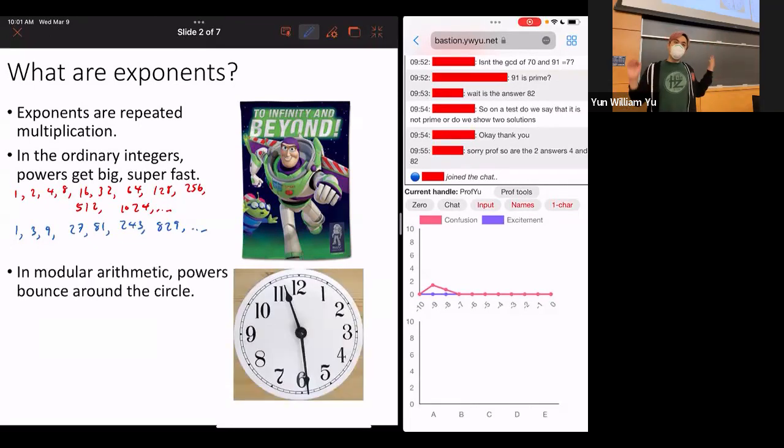But now, in modular arithmetic, the powers bounce around the circle because things can't get big. You can't get far away from your starting point in modular arithmetic because you're just going around in the circle. Like maybe you're going around the circle really, really fast, but you're still just going around the circle and you're never going to get too far away.